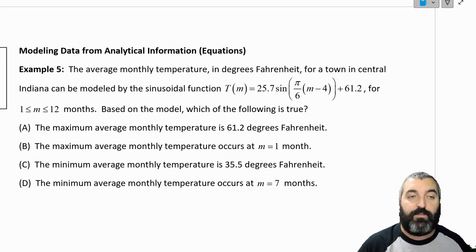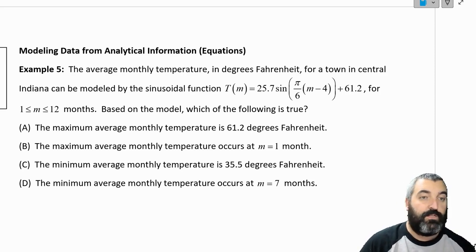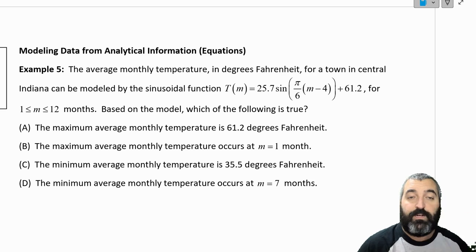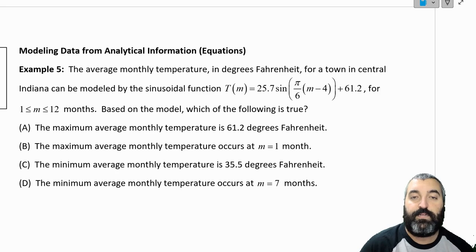Today we are continuing with topic 3.7, sinusoidal function context and data modeling. We're just going to do this one example, example 5, which is modeling data from analytical information, in other words, from an equation. The average monthly temperature in degrees Fahrenheit for a town in central Indiana can be modeled by the sinusoidal function T of m equals 25.7 sine of pi over 6 times the quantity m minus 4, all of that plus 61.2, for 1 less than or equal to m less than or equal to 12 months. Based on the model, which of the following is true?